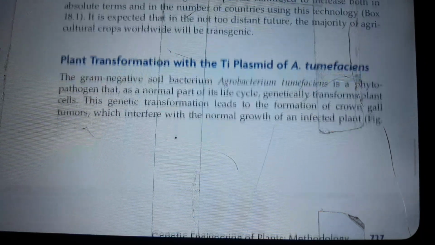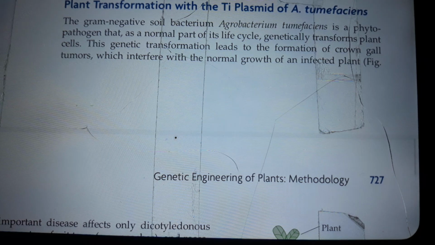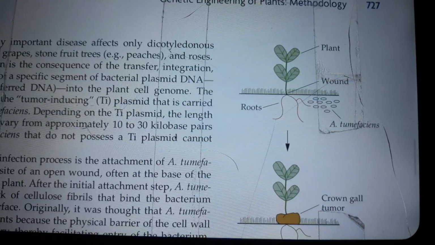Plant transformation with the Ti plasmid of A. tumefaciens, the gram-negative soil bacterium. Agrobacterium tumefaciens is a phytopathogen that, as a normal part of its life cycle, genetically transforms plant cells. This genetic transformation leads to the formation of crown gall tumors, which interfere with the normal growth of an infected plant. The agronomically important disease affects dicotyledonous plants. Dicots include grapes, stone fruit trees, for example peaches, and roses.